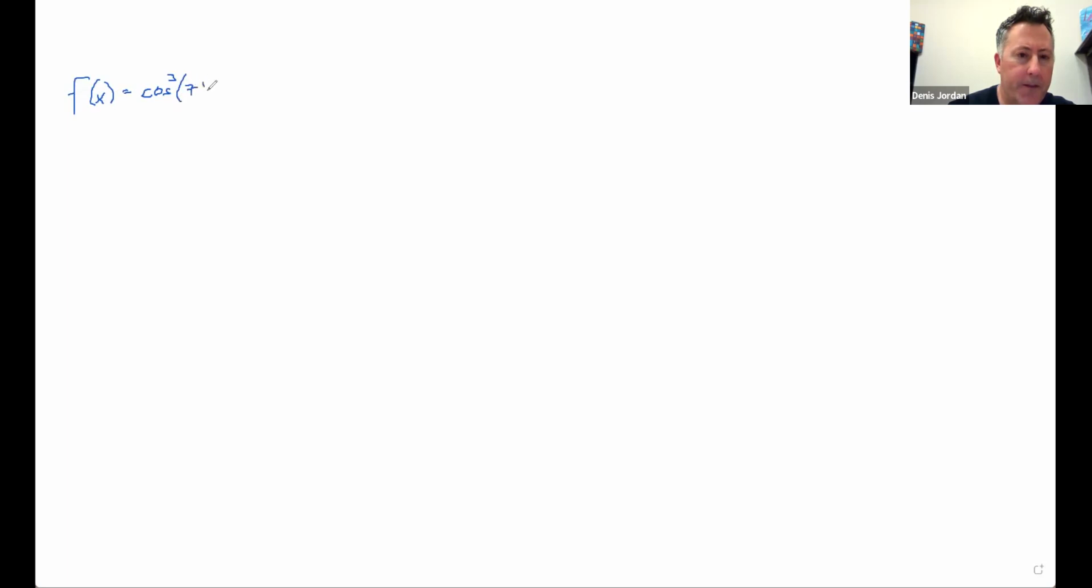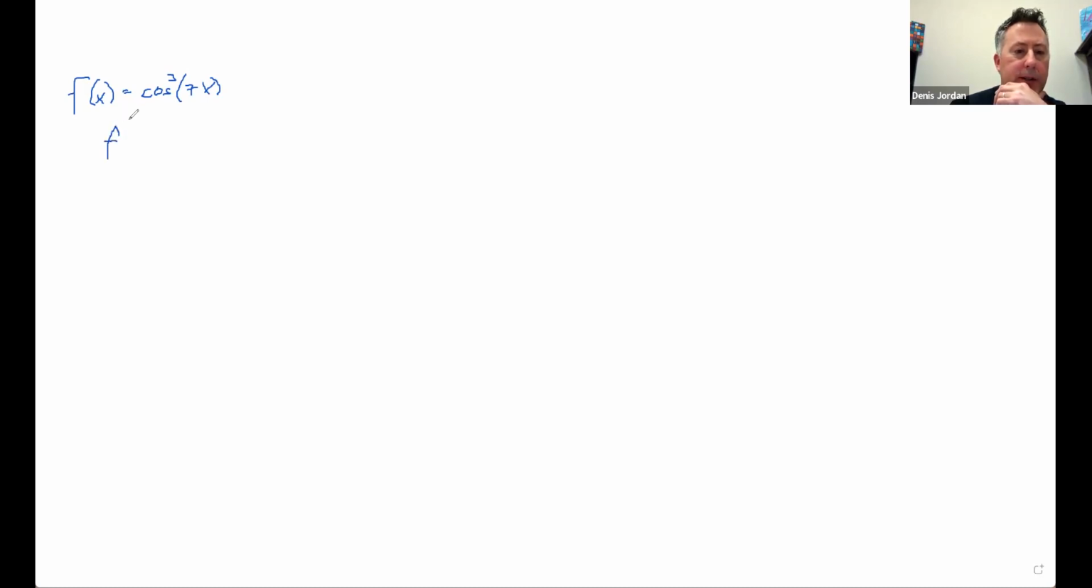Sweet. So it's f of x is equal to cosine cubed 7x. Is the 7x the angle? Yeah, it's the angle. Cosine cubed 7x. It wants the derivative.